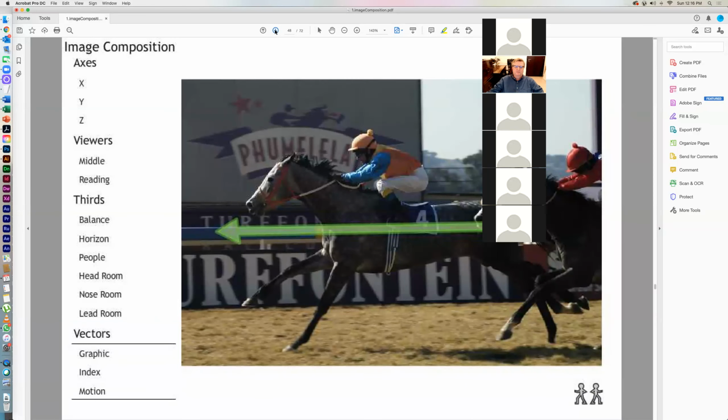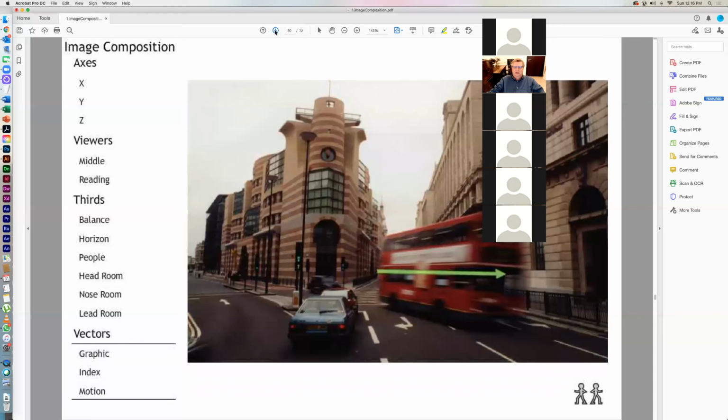Okay, same thing here. This is a motion vector. The movement of the horse draws us across the frame. We do know that it's moving, even though the motion is frozen. It's coming across. Here, the motion vector is more visible because of the blur. So the double-decker bus in downtown City of London is moving across that way, and this building looks like a ship. There we see the action. It does make it a better picture.